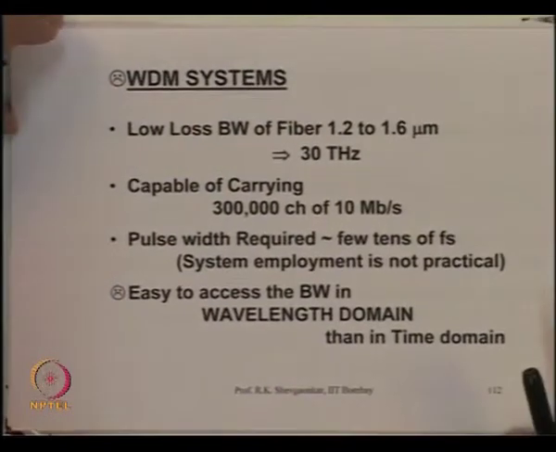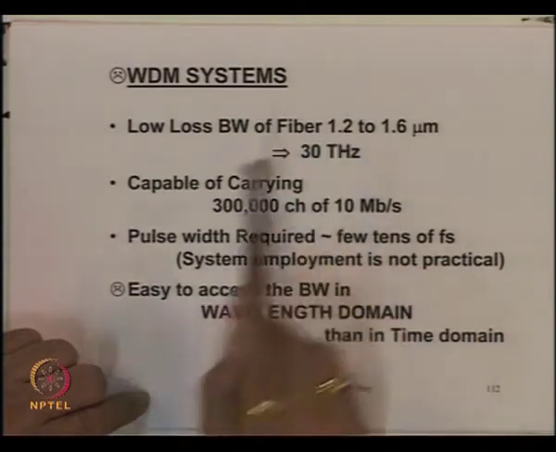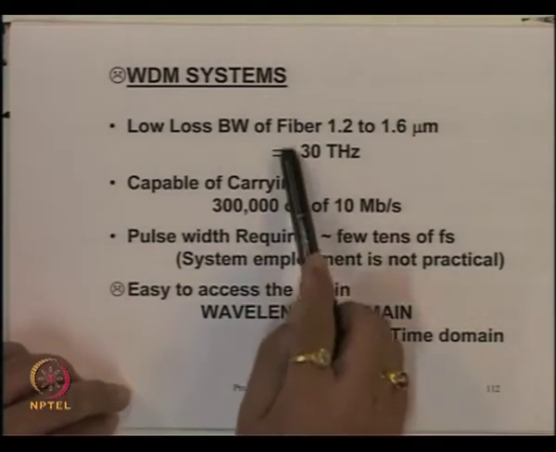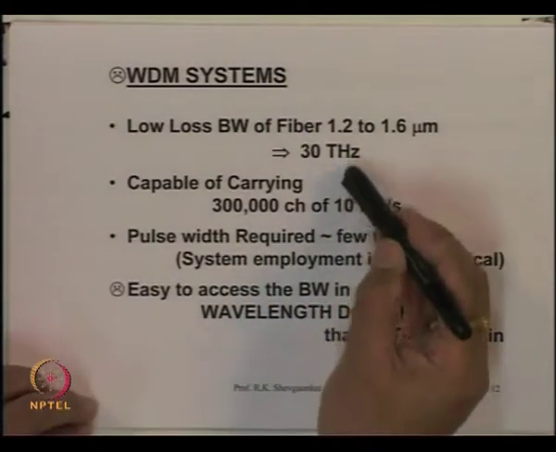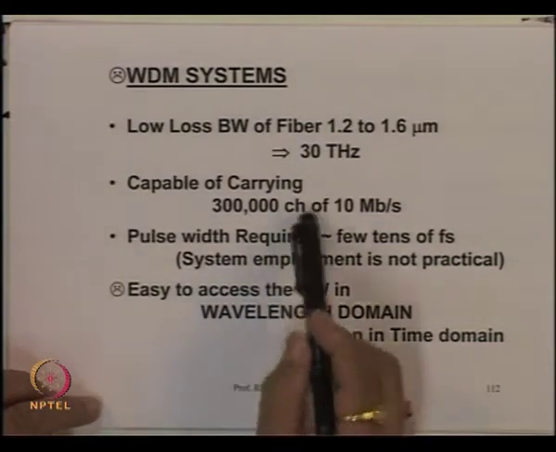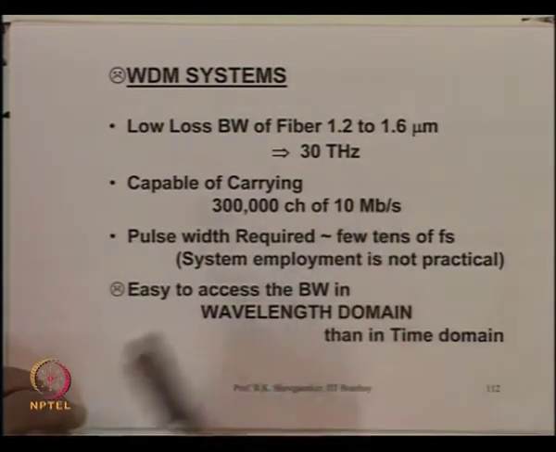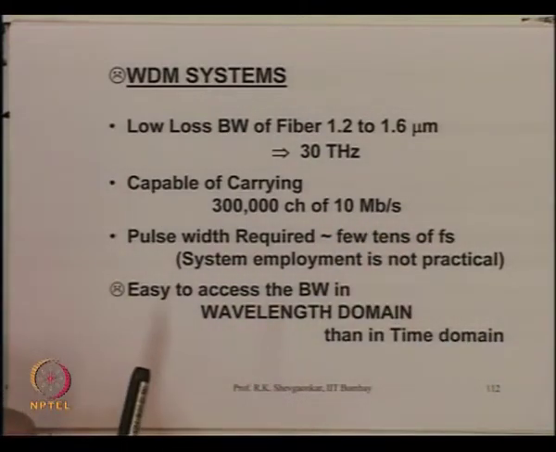Now if I look at the numbers, what this is telling you is that the low loss window of the optical fiber, which is between 1.2 micron, which is 1200 nanometer, to 1.6 micron, that is 1600 nanometer, has an effective bandwidth of about 30 terahertz. In terms of communication channels, that means this bandwidth can support effectively 300,000 channels of 10 megabits per second. I use the number 10 megabits per second because that's the kind of bandwidth a good quality video channel would typically need.